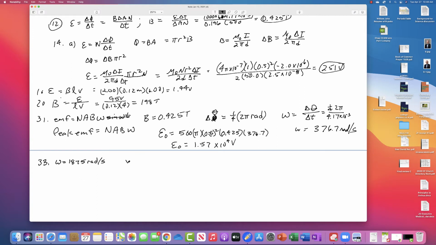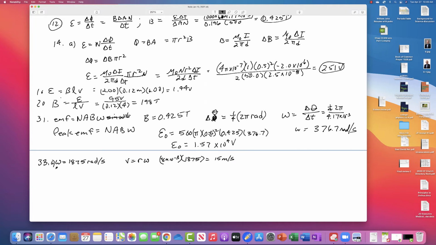Well, linear velocity is equal to the radius times the angular velocity. And the radius, it's 1.6 centimeter diameter, so the radius is 8 times 10 to the minus 3 meters times 1875. And so if you do the math here, you get 15 meters per second. And that's the linear velocity of the bicycle.